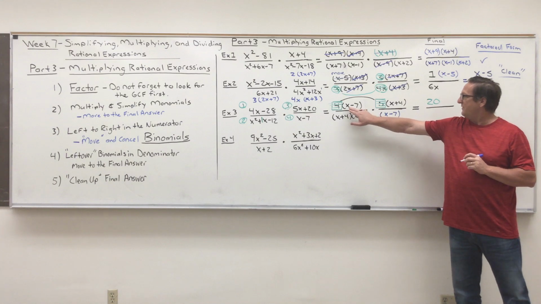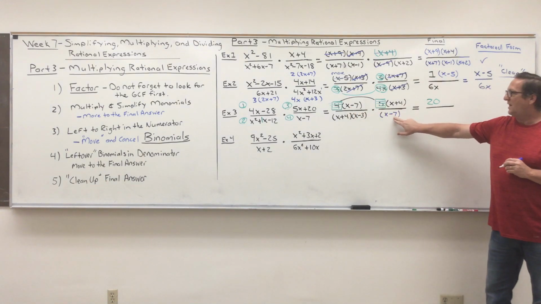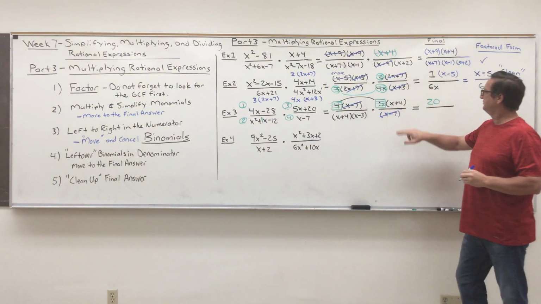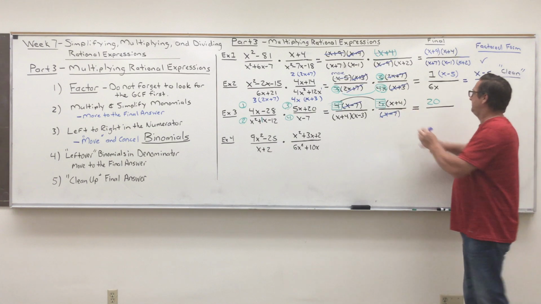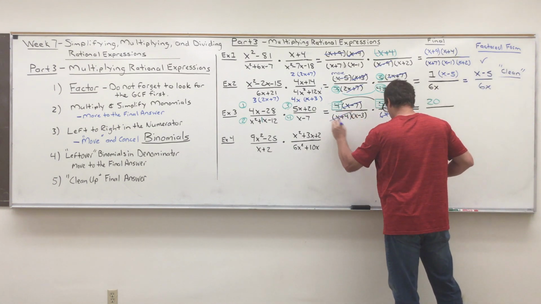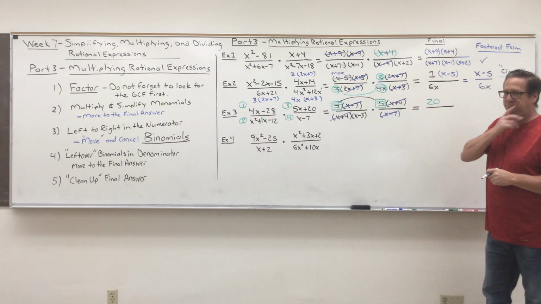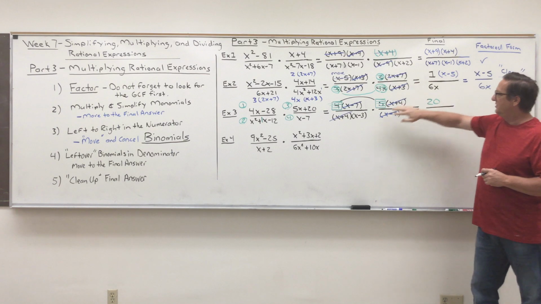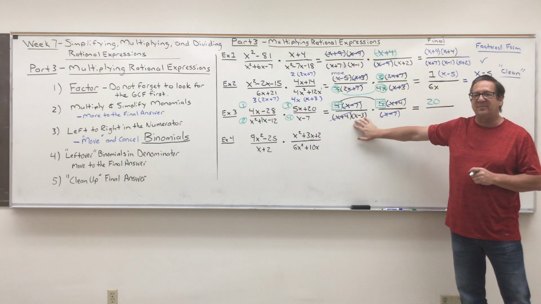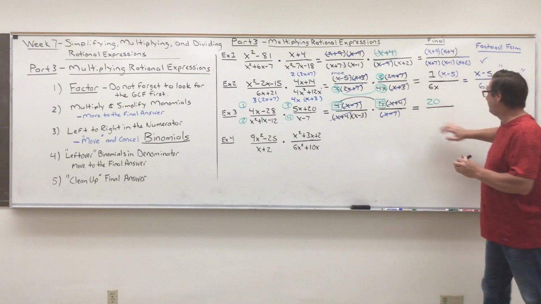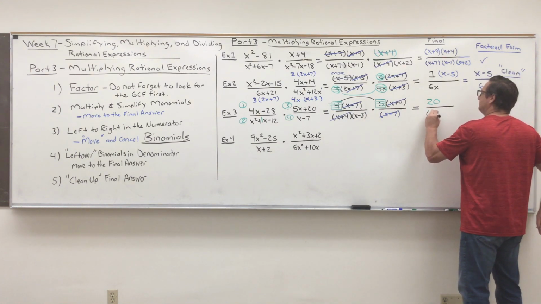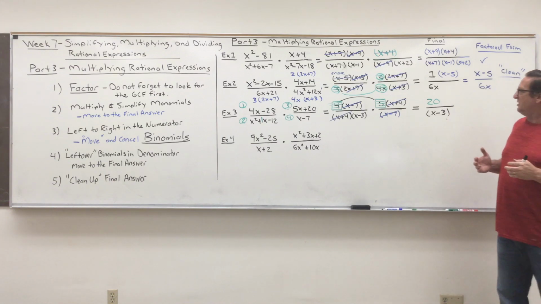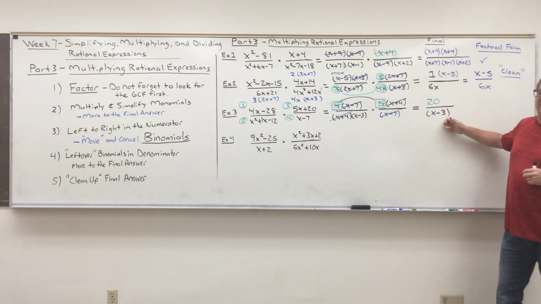Left to right. I have an x minus 7 on top. I have an x minus 7 on the bottom. I have an x plus 4 on top. I have an x plus 4 on the bottom. So I've worked the top from left to right. There's a binomial in the denominator that I call the leftover that we move to the final answer. And our answer here would be 20 over x minus 3.